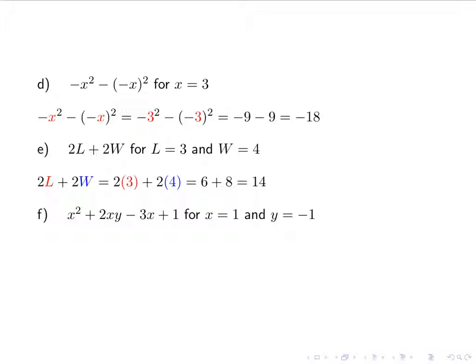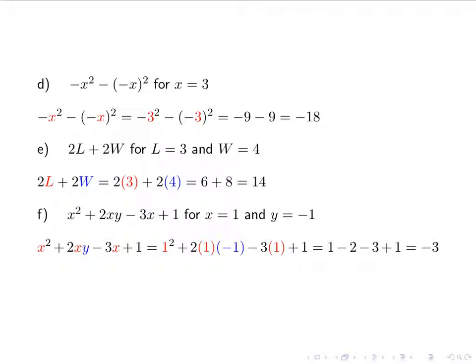And here's our last example. X squared plus 2xy minus 3x plus 1 for x equals 1, y equals -1. So we have two variables. I'm going to put the x's in red. There's only one y. I'm going to put it in blue. So you get 1 squared plus 2 times 1 minus 1 minus 3 times 1 plus 1. That ends up being 1 minus 2 minus 3 plus 1, which gives us -3.